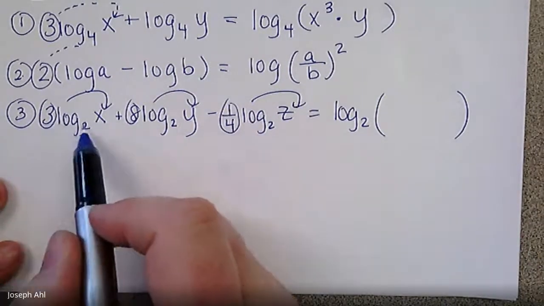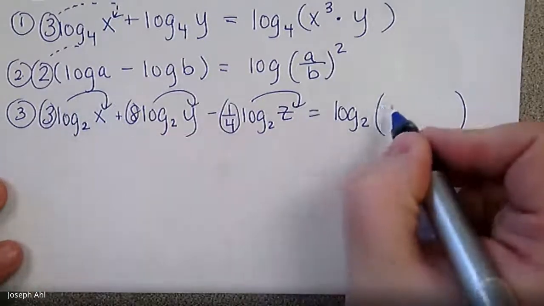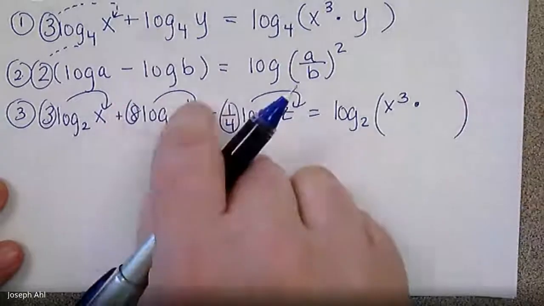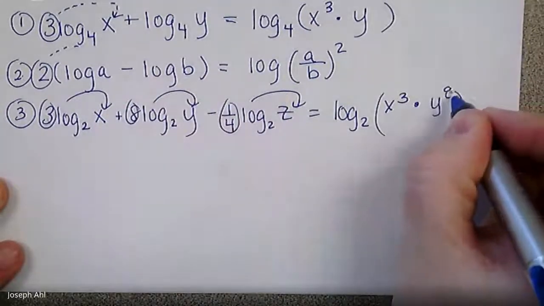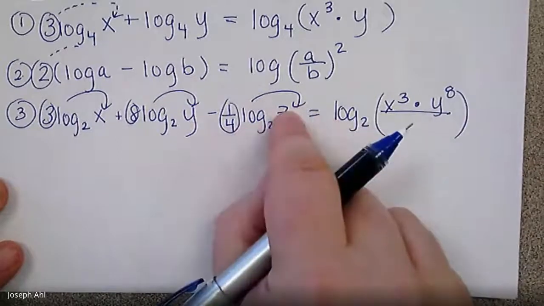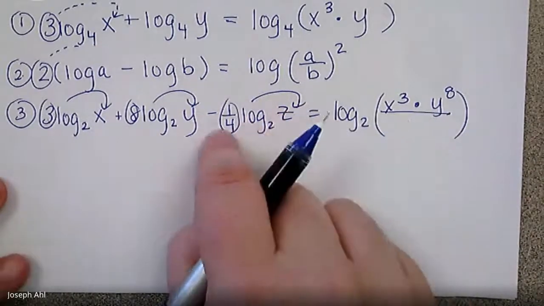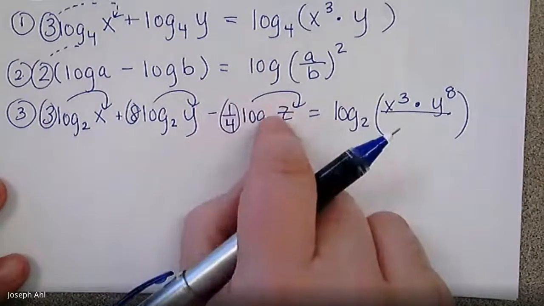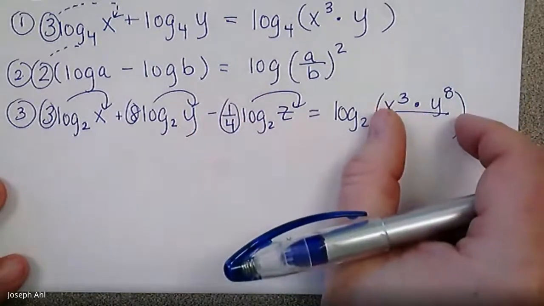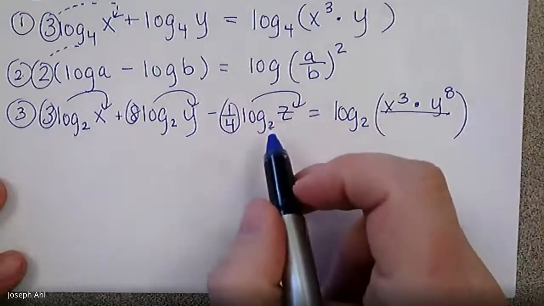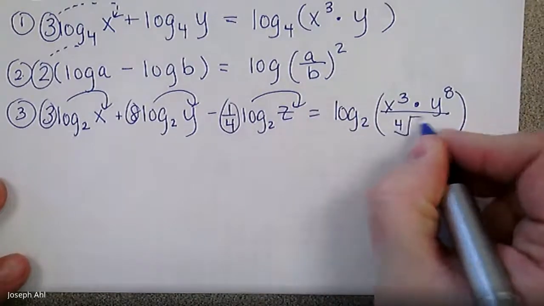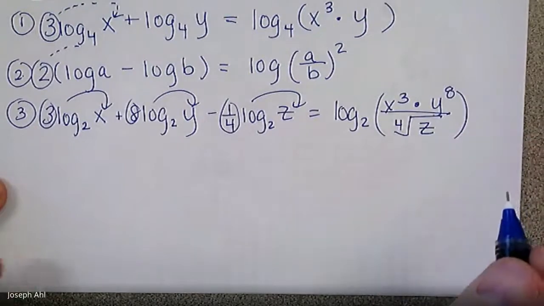Let's see. Log base 2 of x cubed. Addition becomes multiply, so multiply by y to the 8th. Subtraction means divide by z to the 1/4 power. Now, the only thing I'm going to hesitate a little bit with there, by the way, it's not z to the negative 1/4. The subtraction I took care of when I divided. But z to the 1/4 is fine, but keep in mind that's the same thing as the 4th root of z.